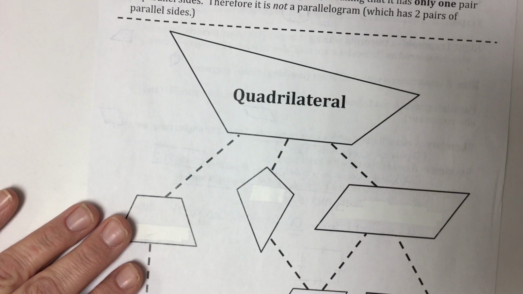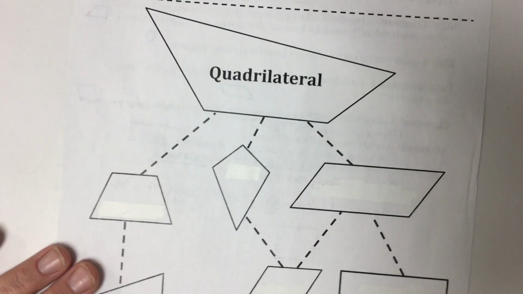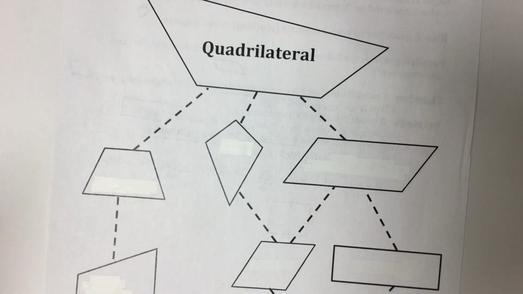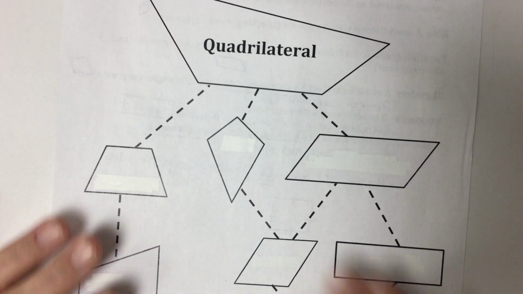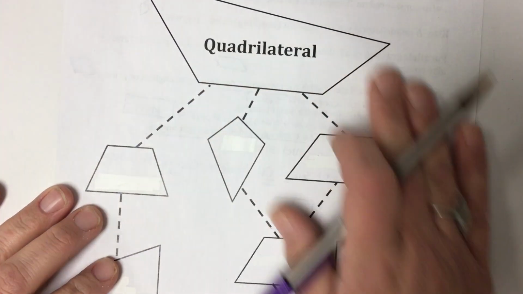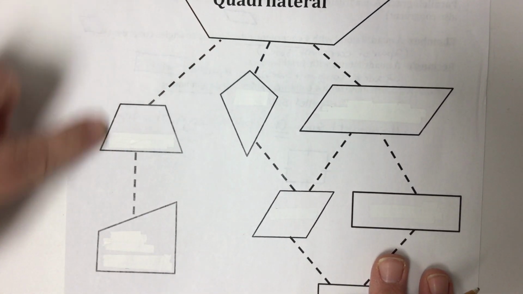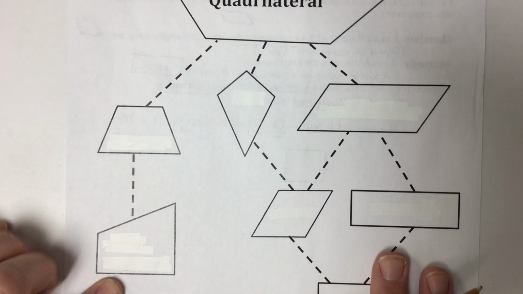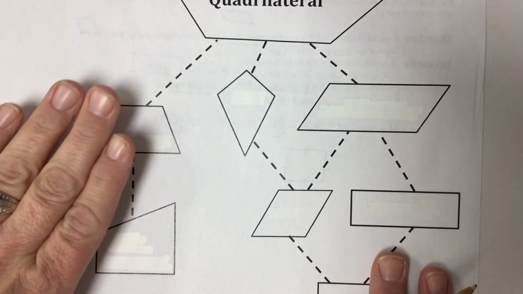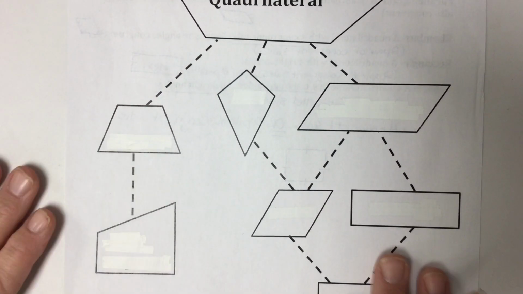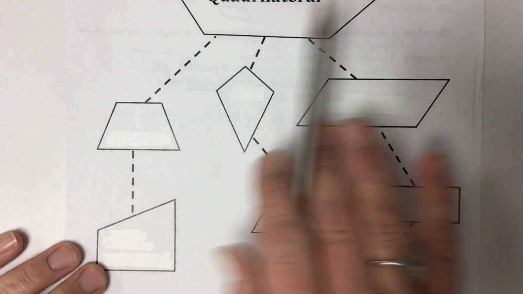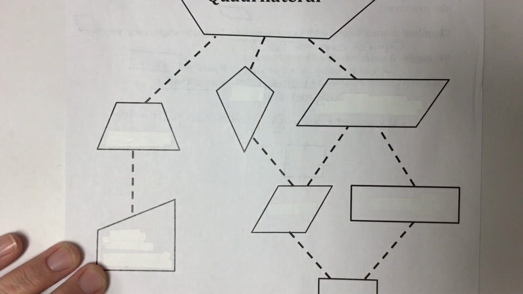This is what is most important. Okay, this is what you will see on test. Okay, so everything falls in the quadrilateral family. All right, so if we go off to the left, the only thing different is the shapes. Okay, so let's look at the shapes first.